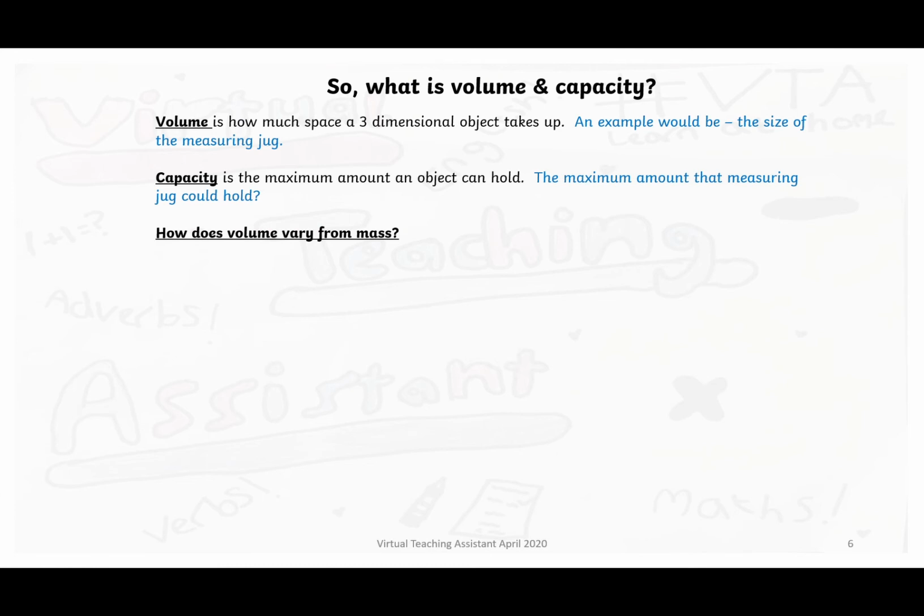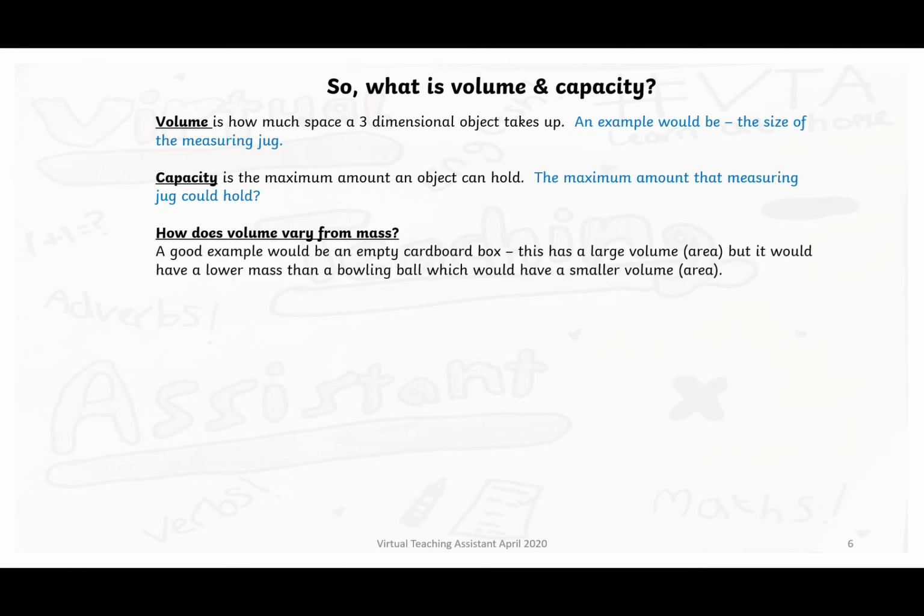So that'd be the maximum amount that your measuring jug could hold inside it. How does volume vary from mass? A good example would be a massive cardboard box. It's got a really large volume, so it's a large area. It takes up quite a lot of space, but it would have a lower mass or density than a bowling ball. So a bowling ball is smaller, but we know it weighs more. We know it's got more mass and density to it.